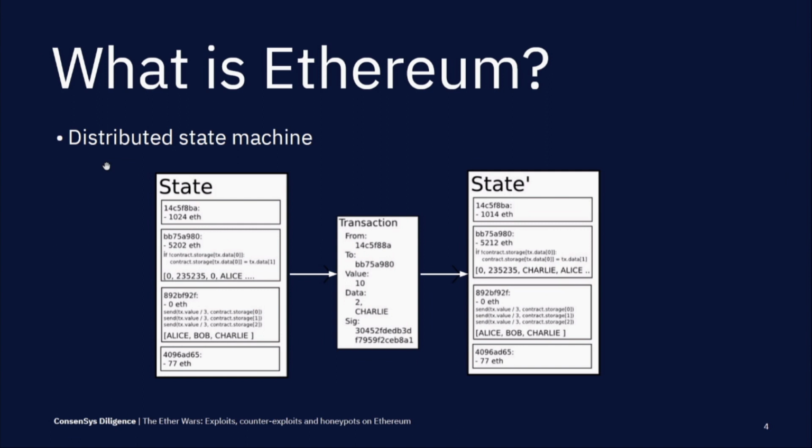So the state includes accounts, and every account has a balance. And each time a transaction gets accepted into the blockchain, this changes the state in some way. So it might decrease one account's balance and increase another account's balance. And the network is permissionless. Anybody can send transactions, but they have to follow the consensus rules of the blockchain.